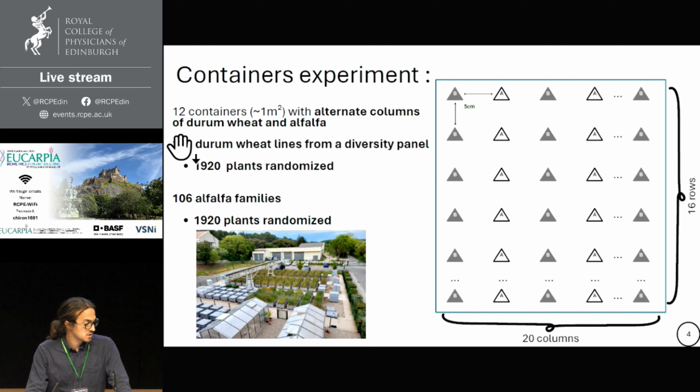For the genotypic aspect, we have 181 durum wheat lines from a diversity panel that is usually used. In all the containers, it represents 1,920 plants that are randomized between containers and within containers, so you never have the same neighborhood for every plant. Also, for the alfalfa, we have 106 alfalfa families that also represent 1,920 plants that are also randomized.